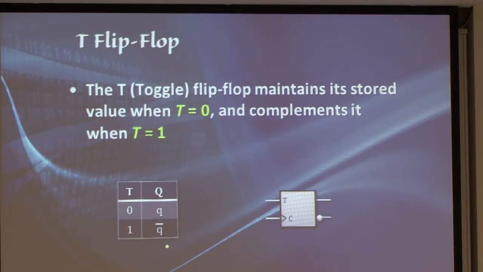If you're slightly observant, you can see the relation between T and JK flip-flop in such that a T flip-flop is really a JK flip-flop with both its J and K tied together to form the input T. Because we said with JK, if both of them are 0, we will retain the current value. If both of them are 1, we will toggle the current value. So this gives you a nice, easy relationship between the T flip-flop and the JK flip-flop.